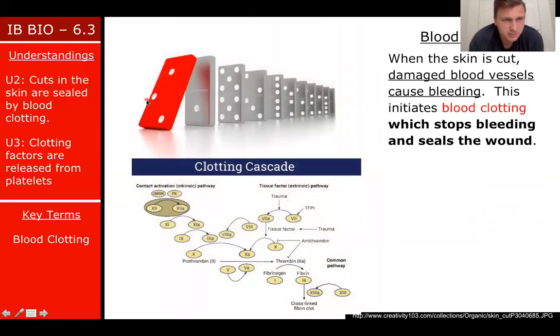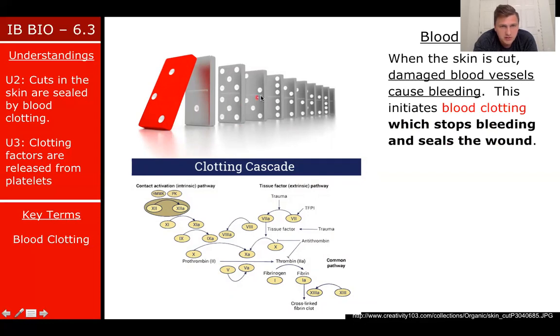So that showed you a picture of a cascade idea. One will fall, the second one will happen, third one, so on and so forth. So when the skin is cut, the damaged blood vessels cause the bleeding, okay? We just talked about that. This starts the whole blood clotting process, and the point is to stop the bleeding and seal the wound.